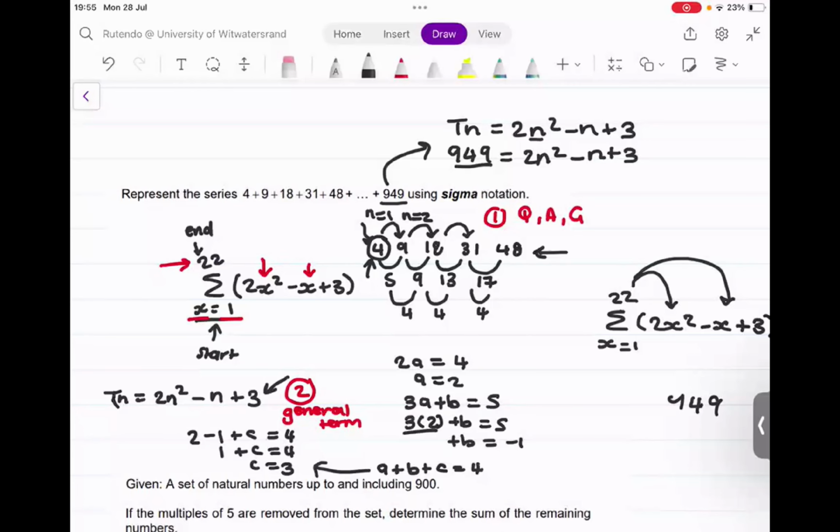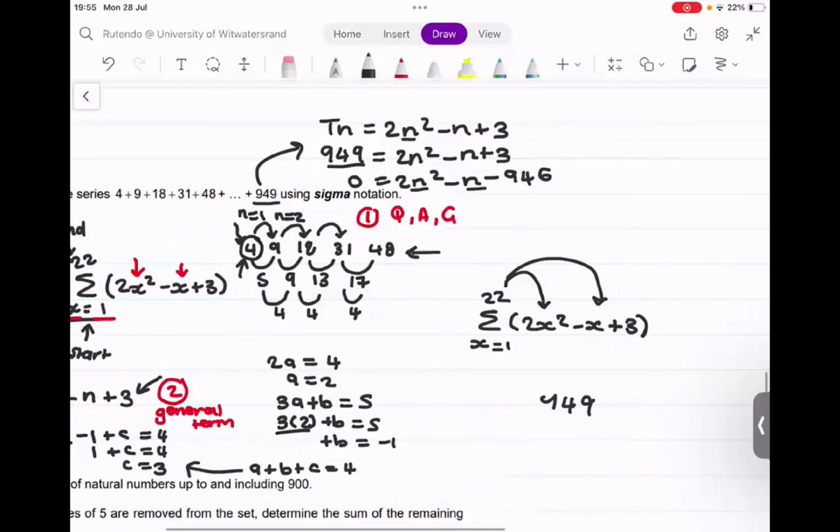I'm going to move this to the other side. So I'll have 2n squared minus n minus 946. Now I'm looking for, what are the possible values for n? You can use the quadratic formula, or you can use your calculator.